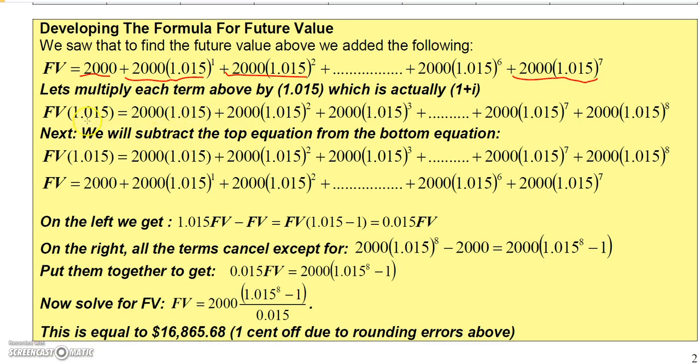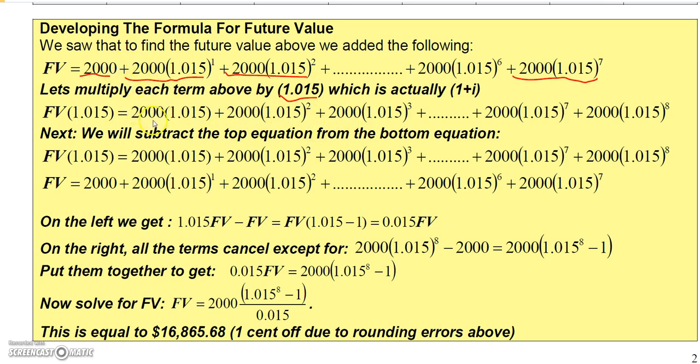And now I'm going to do a little trick. I'm going to multiply both sides by 1 plus I. Now when I say I, I'm saying 0.015 is I. So multiply each term of this equation by 1.015. If I multiply the left by 1.015, that'll give me the future value times 1.015. If you multiply each one of these by 1.015, it just gives me another power of 1.015.